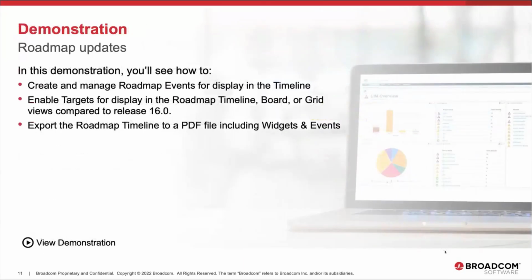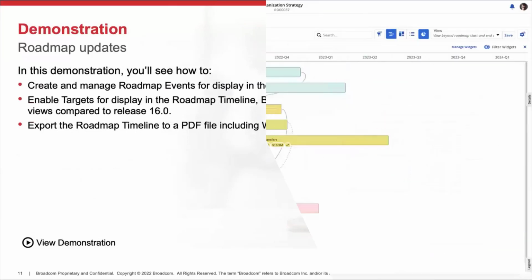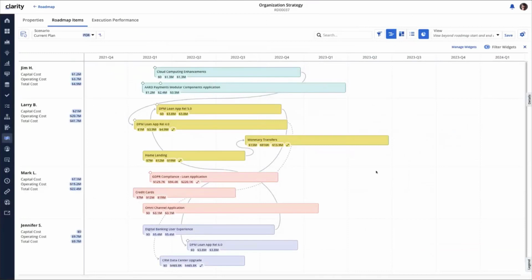Okay, let's take a look at this in action. We'll look at roadmap events. We'll look at roadmap targets, and then we'll close it out with the roadmap timeline exporting to PDF. Okay, I'm just going to exit the PowerPoint and go to our demo.